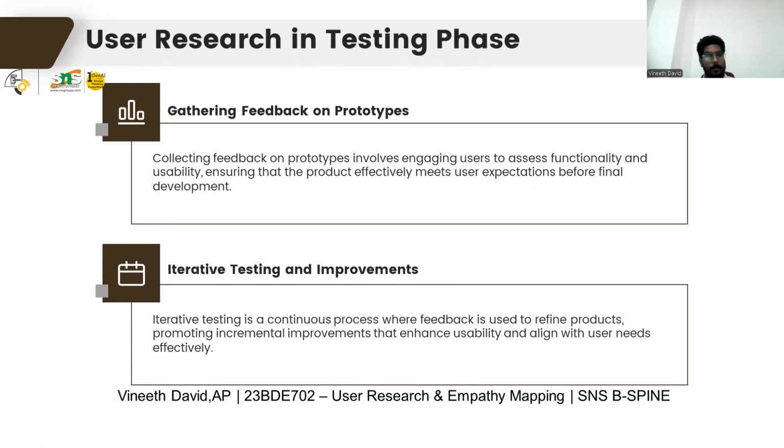Iterative testing and improvement. Finally, iterative testing keeps the process going. You collect feedback, make tweaks, and test again. This cycle of improvement ensures your product gets better with every iteration, perfectly aligned with your user needs. So user research makes development smarter and more focused, saving time and resources.